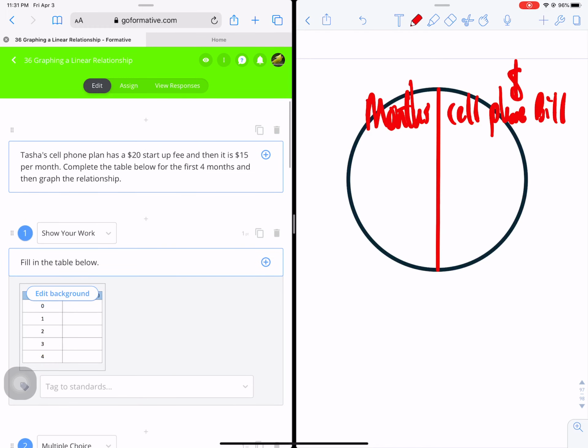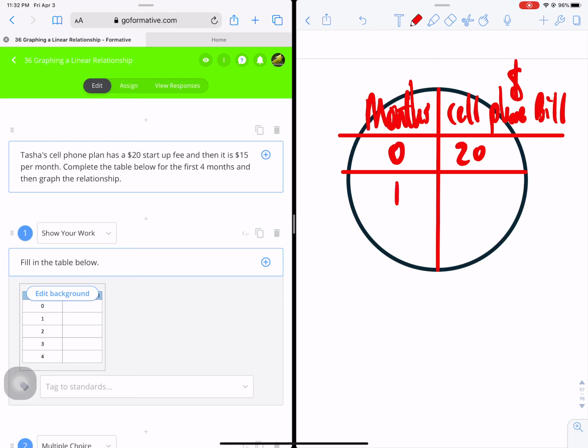All right. Cell phone plan has a $20 startup fee, and then it's $15 per month. So, at zero, what's it going to cost for the phone plan? No months have gone by. Doesn't it cost 20 bucks because it's a startup? Before you even get going. Hey, I haven't even used my cell phone yet. That's $20 startup.